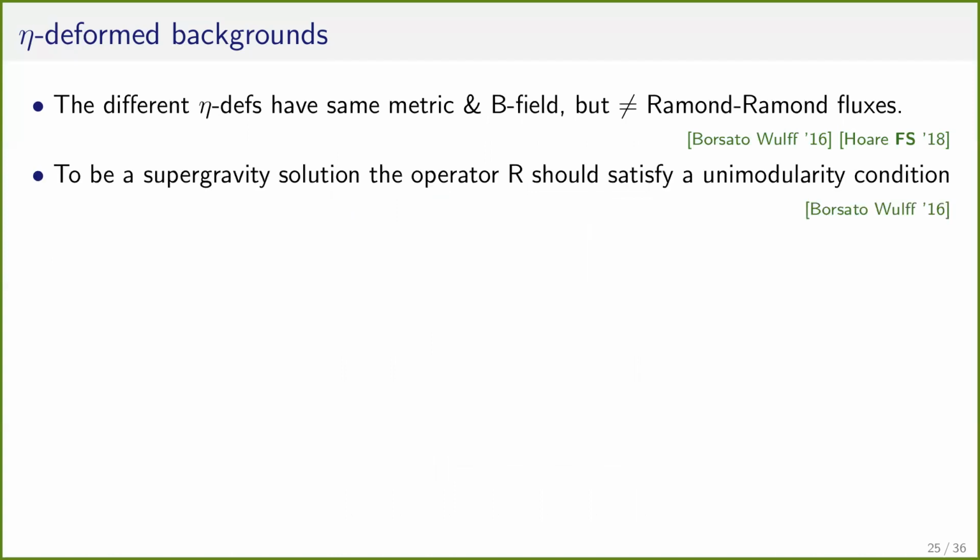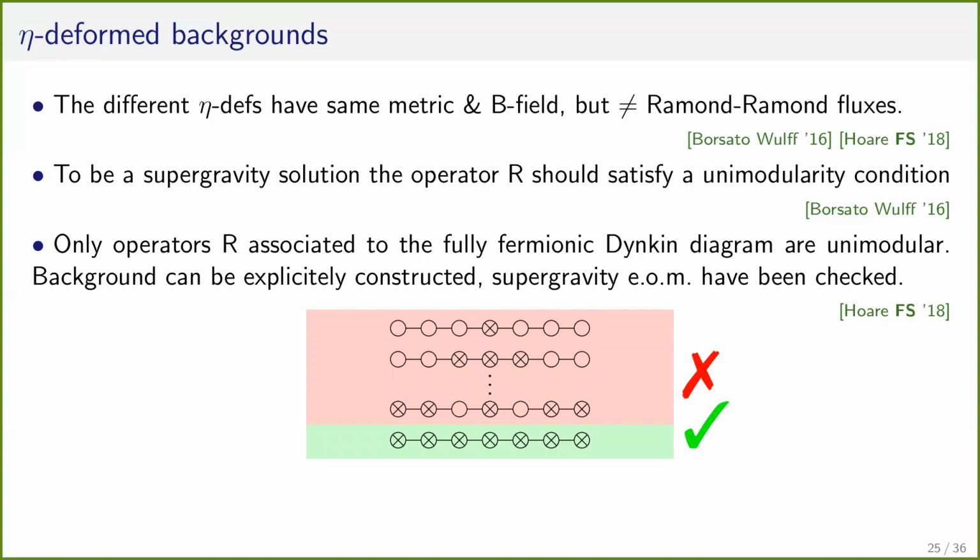And in order for the background to be a supergravity solution, so for the background to solve the supergravity equations of motion, the operator R, the Drinfeld-Jimbo operator that is used to construct the eta deformation, should satisfy a special condition, which is called the unimodularity condition. If you look at all the types of Dynkin diagrams, you find that only operators R associated to the fully fermionic Dynkin diagram, using the Cartan-Weyl basis, are unimodular. For this special case you can construct the background explicitly, and indeed the supergravity equations of motion have been checked. So indeed it is a supergravity solution.